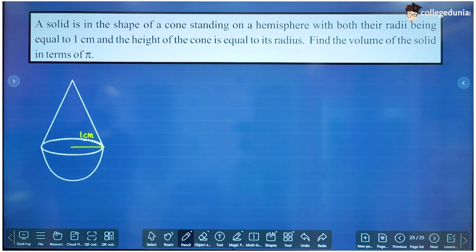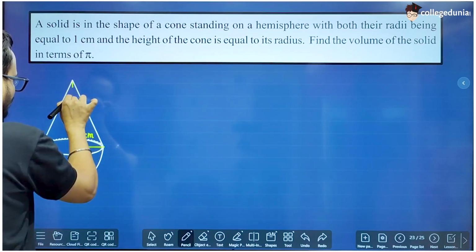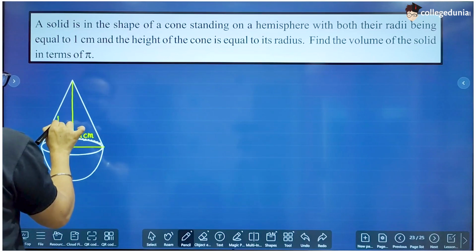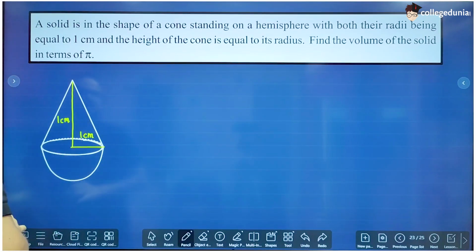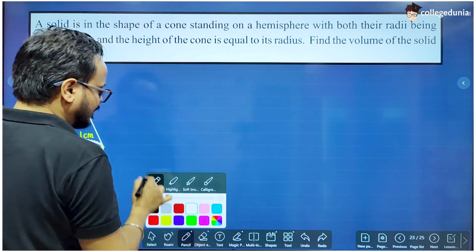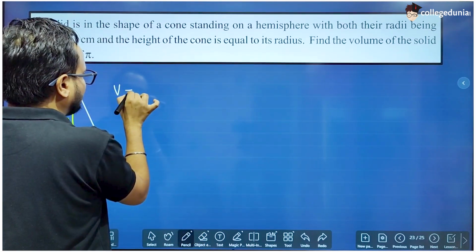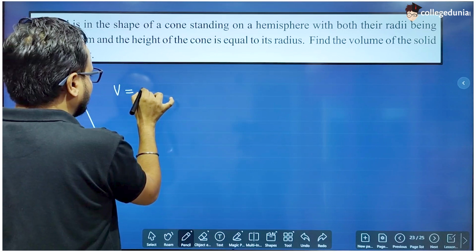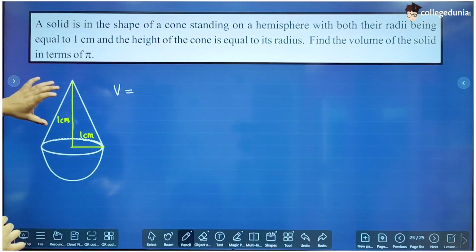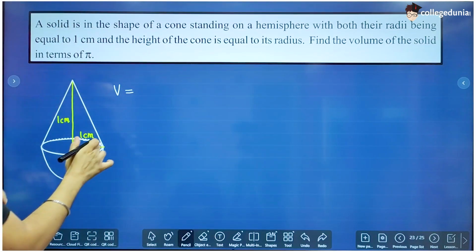The height of the cone is equal to the radius, so the height is also 1 centimeter. Find the volume of the solid in terms of pi. So volume of the solid in terms of pi is what? It is simply the volume of the cone plus volume of hemisphere.